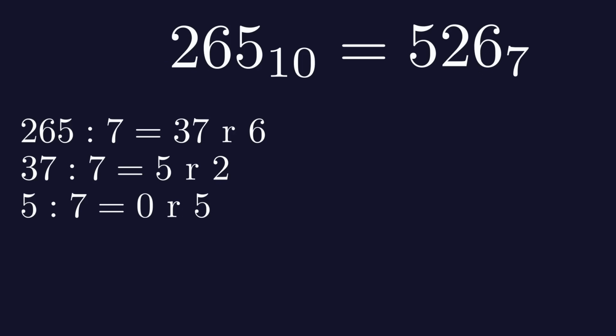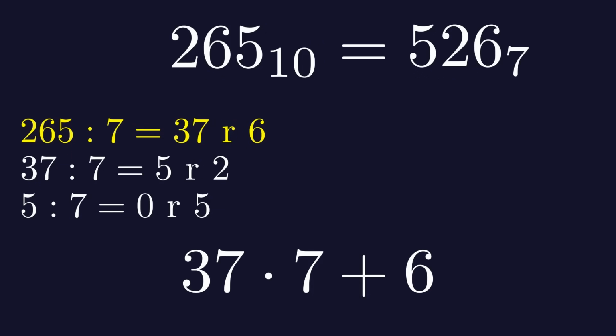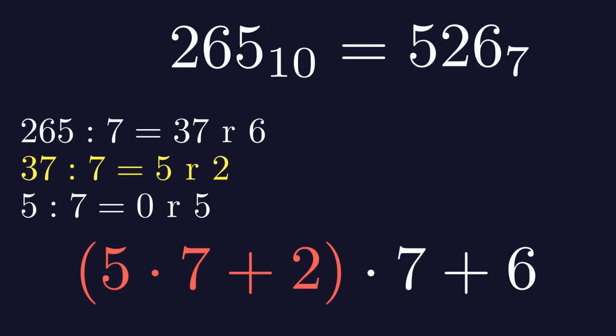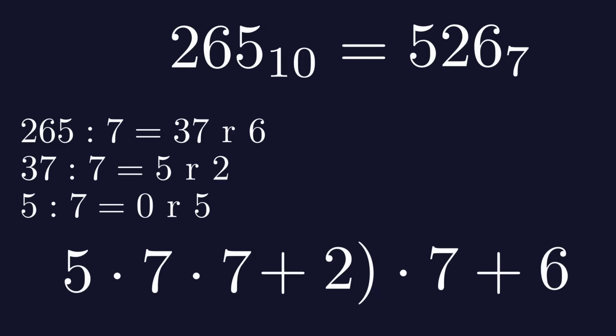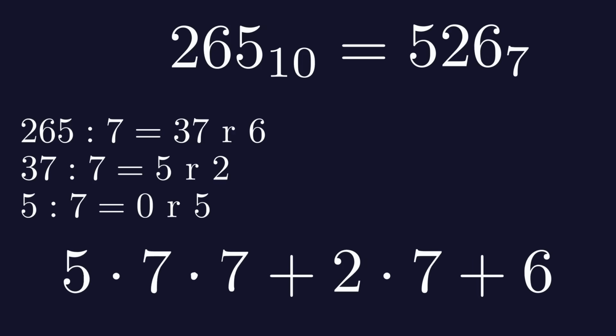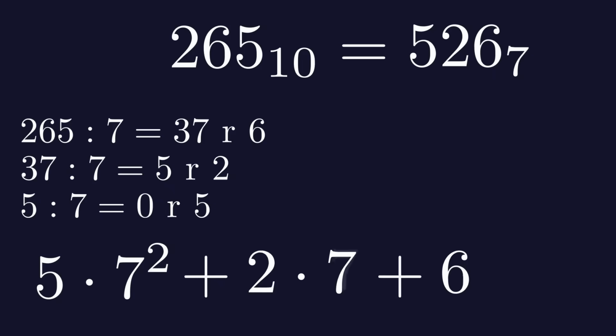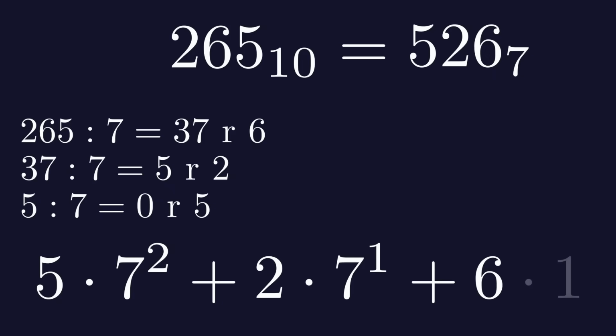Why does this method work? We divided 265 by 7 and we got 37 with a remainder of 6. That means we can write 265 as 37 times 7 plus 6. Next we divided 37 by 7, so 37 can be written as 5 times 7 plus 2. After multiplying everything out, we get that this is equal to 5 times 7 to the power of 2, plus 2 times 7 to the power of 1, and plus 6 times 1, so 7 to the power of 0.